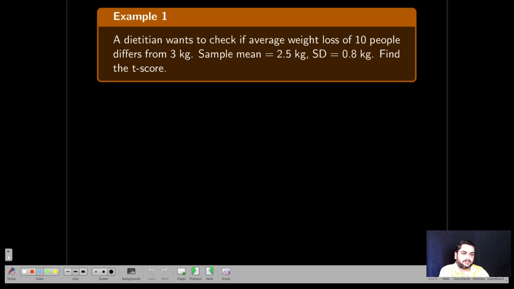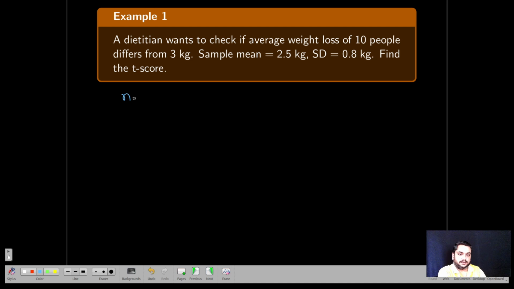A dietitian wants to check if the average weight loss of 10 people differs from 3 kg. Sample mean is equal to 2.5 kg. Standard deviation is 0.8 kg. Find the t-score. The more testing and all those things, we will do in the next chapter using confidence intervals. Here we will just calculate the t-score.